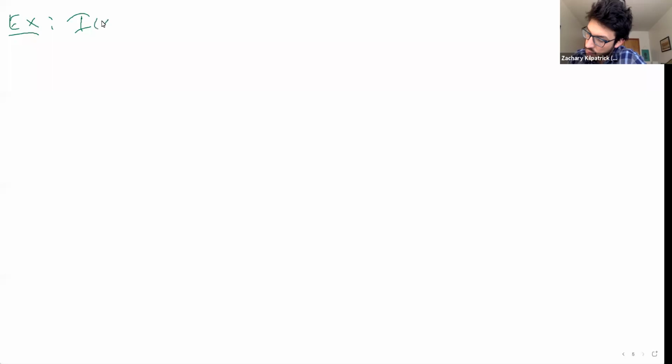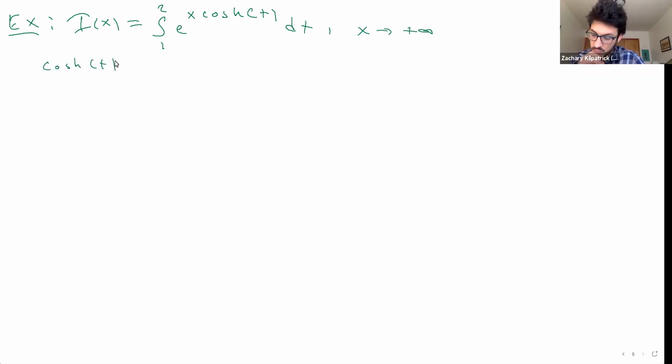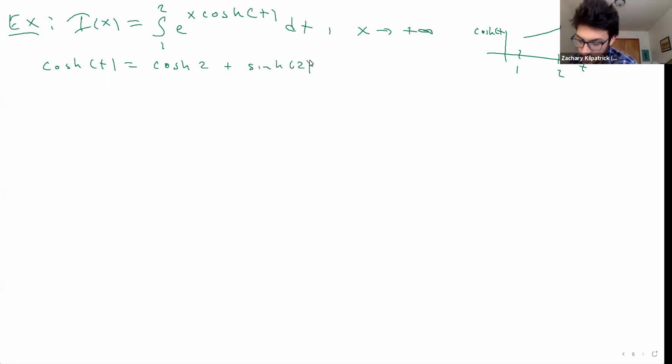Okay, so we still have a good bit of time. So if, for example, we have the integral I of x is equal to the integral from 1 to 2 of e to the x cosh t dt, as x goes to positive infinity. Okay, I'm going to expand cosh around its maximum. So what's hyperbolic cosine look like in this case? Well, it's going to look pretty exponential, right? So our maximum is right here. It's on the right-hand side, okay?